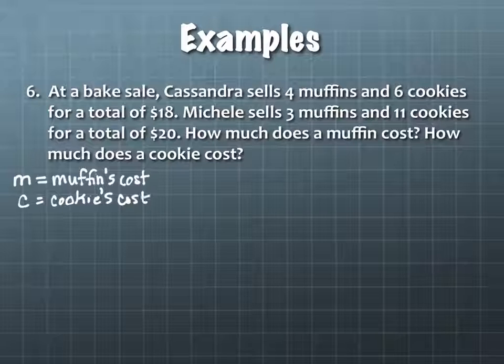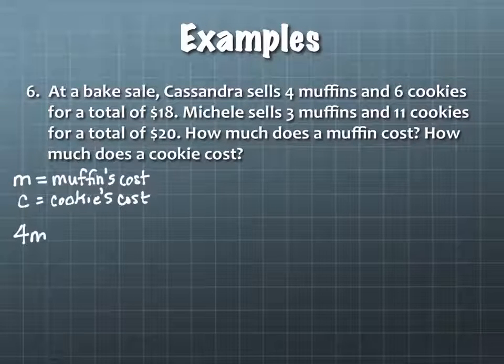Or if you wanted to write cost of a muffin and cost of a cookie, that would be even maybe a little bit clearer. Okay, so these are the things we don't know. Now, we know how many of everything. That part we know on this problem, right? Well, last problem we didn't know how many of each thing, but we knew the price. Here we know how many of each item, but we don't know their price. Slightly different. Okay, so the first statement actually says that Cassandra sells 4 muffins, 6 cookies for a total of $18. So she sells 4 muffins and a muffin costs M. So how much money does she make for selling muffins?